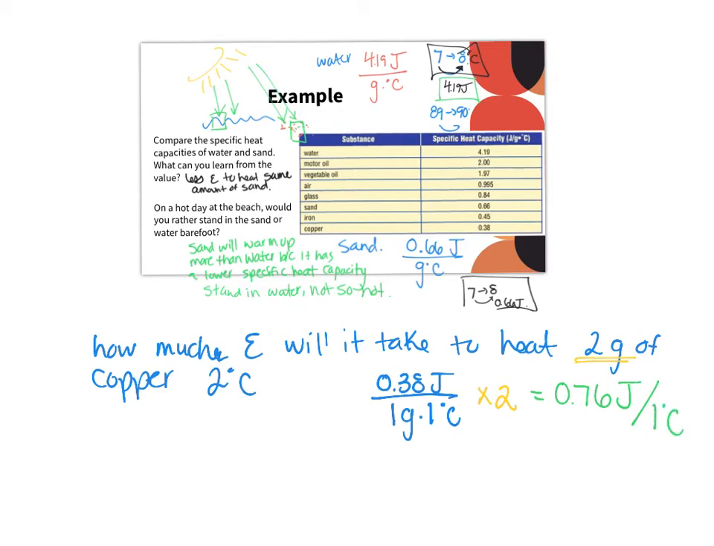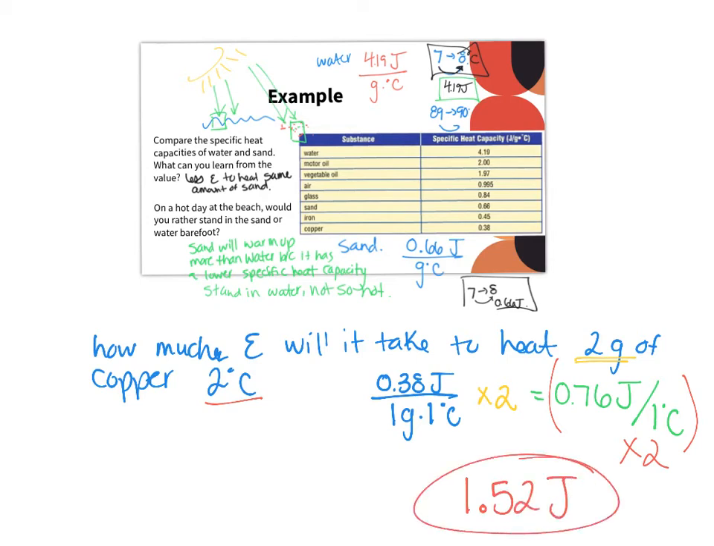However, we want to heat by 2 degrees Celsius. Therefore, I'm going to multiply this number by 2 as well. And I'm going to get that it'll take 1.52 joules to heat 2 grams of copper by 2 degrees Celsius.